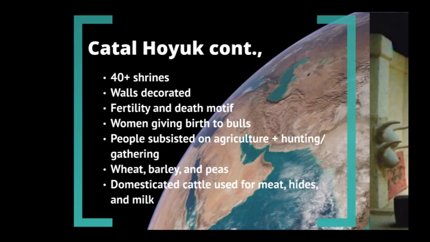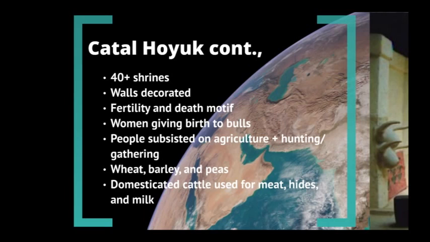Perhaps. What I'm trying to get at here is that, so think of it from a civil engineer standpoint, these were the first proto-villages, and they were organic in nature. Catalhoyuk also had about 40-plus shrines. The walls were decorated, and they generally had a fertility or death motif. You see women giving birth to bulls.